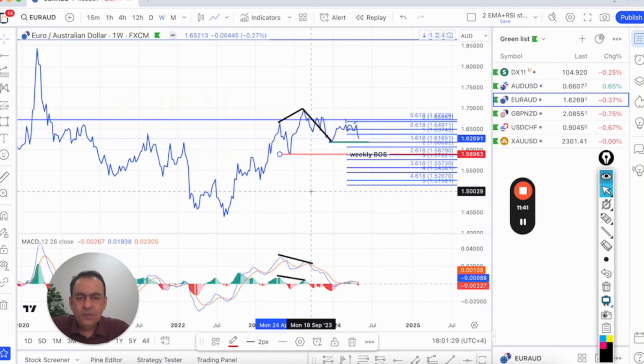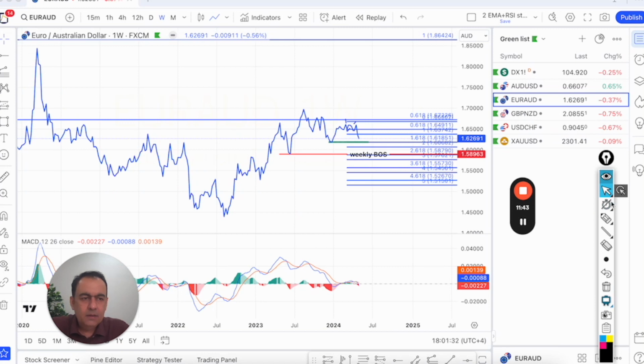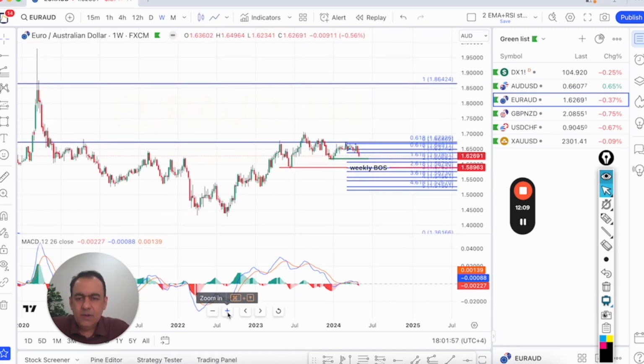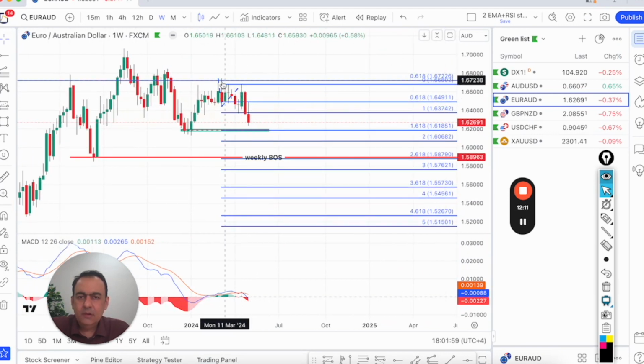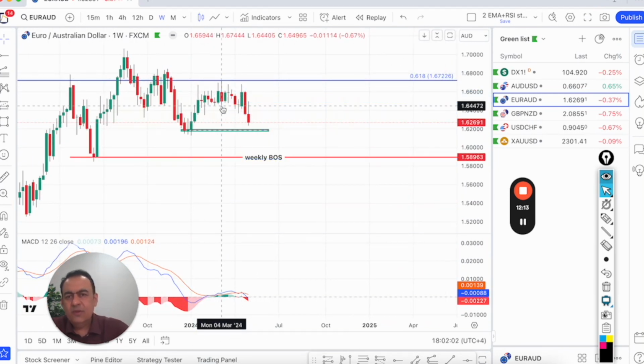The weekly BS is pending, but the sellers are creating a sequence of lower lows and lower highs. Buyers tried to take the price higher, but they could not break the major resistance at 1.6722. So turning to candles, look at the candle pattern. It is purely bearish here, and I'll just remove this fib extension.